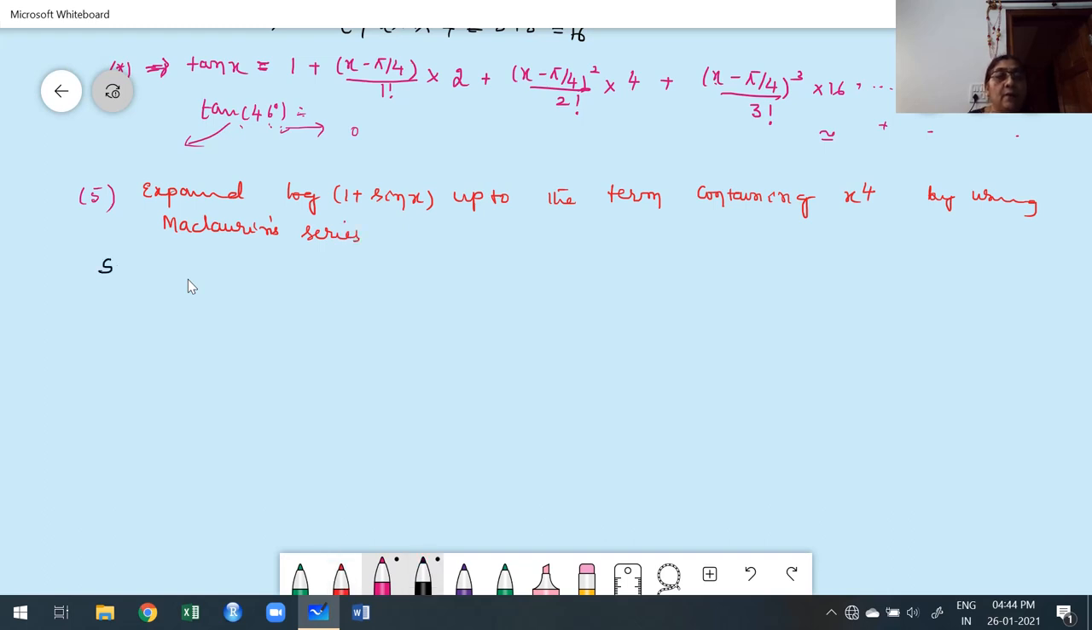Okay. Yeah. Because it looks like a simple function. How to proceed, how to simplify, I want to explain. Therefore, I'm going to consider this problem. First, I am going to write what is my Maclaurin series formula.